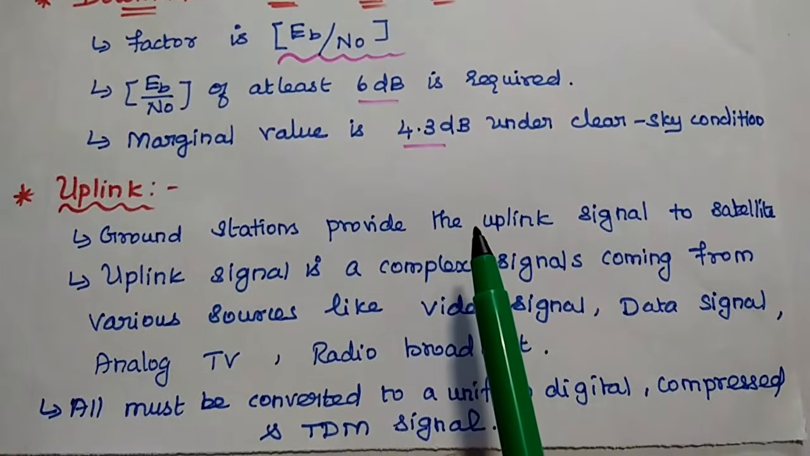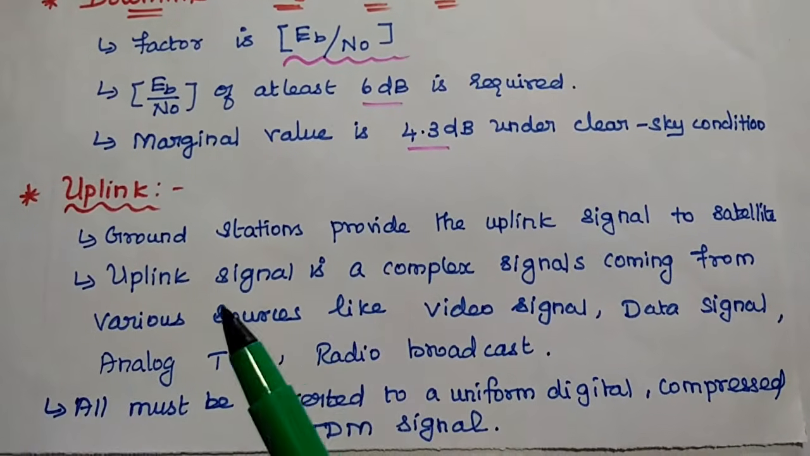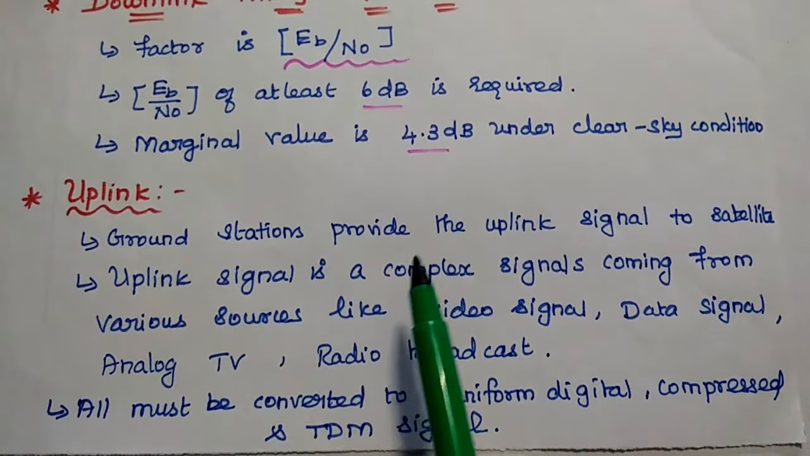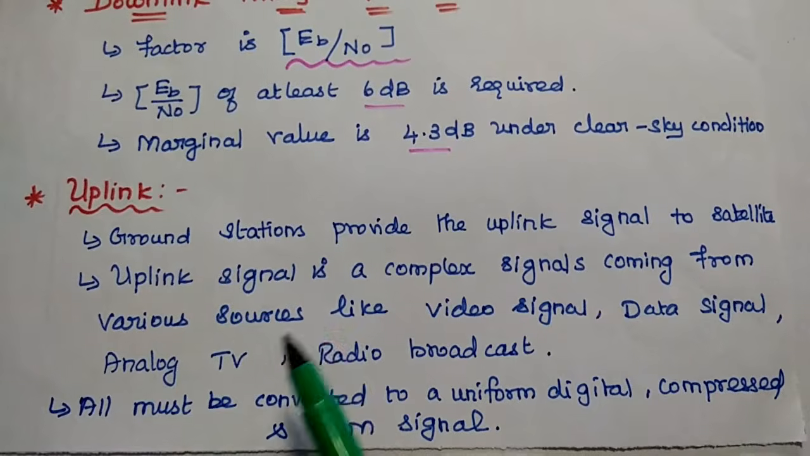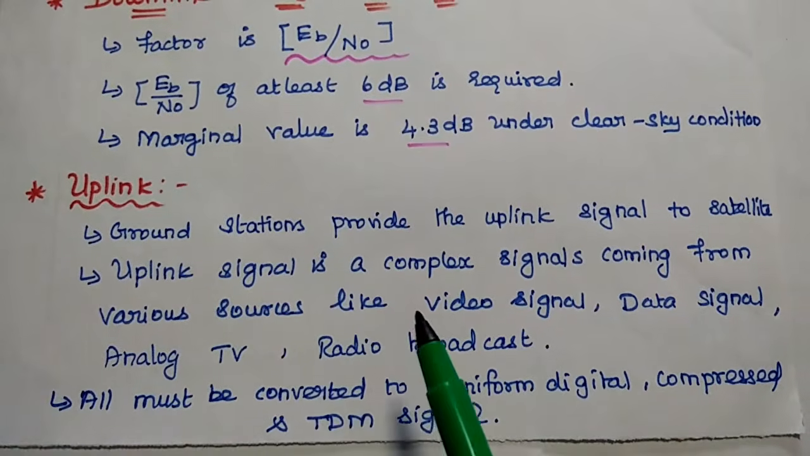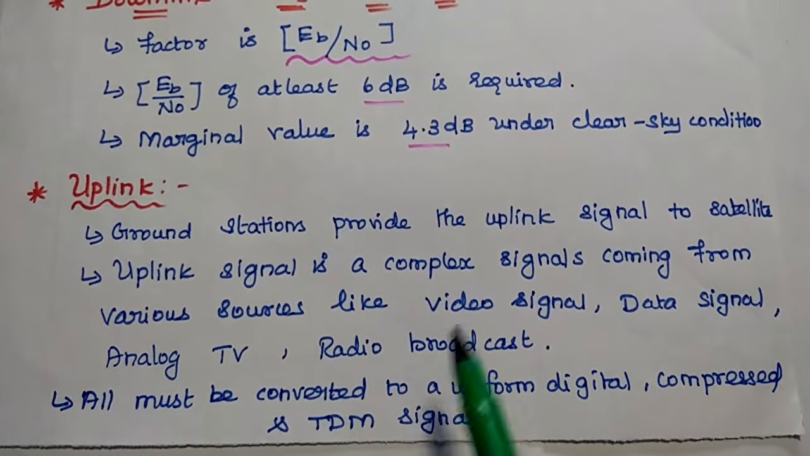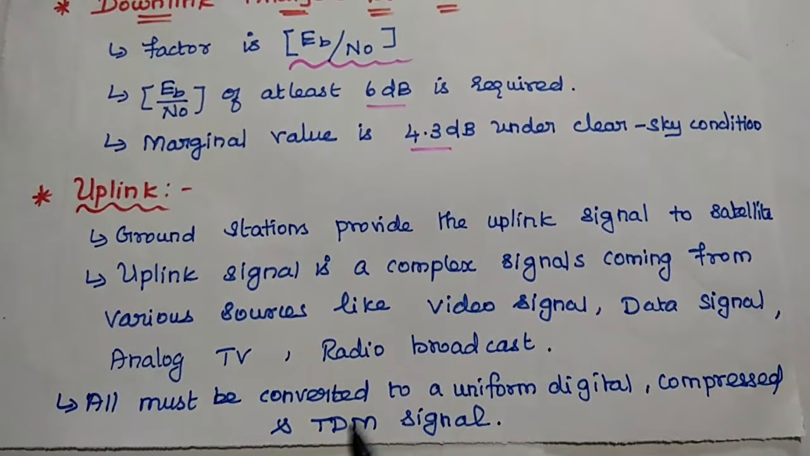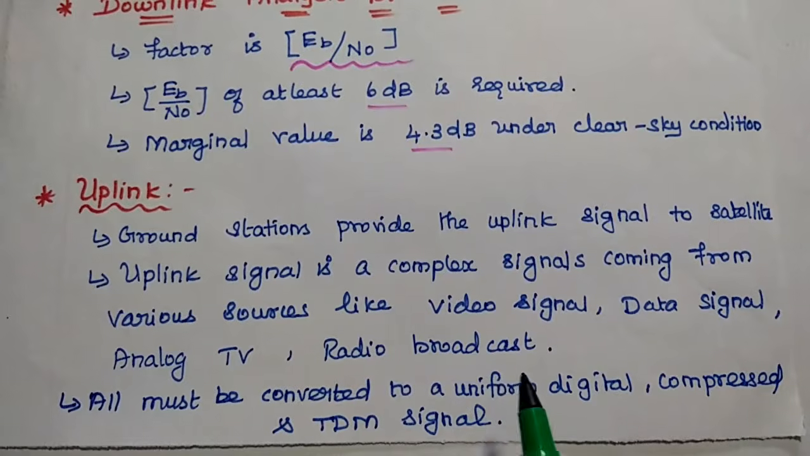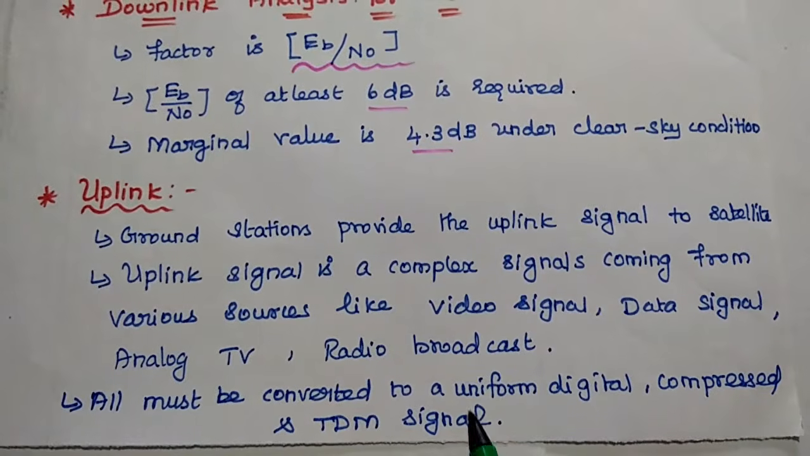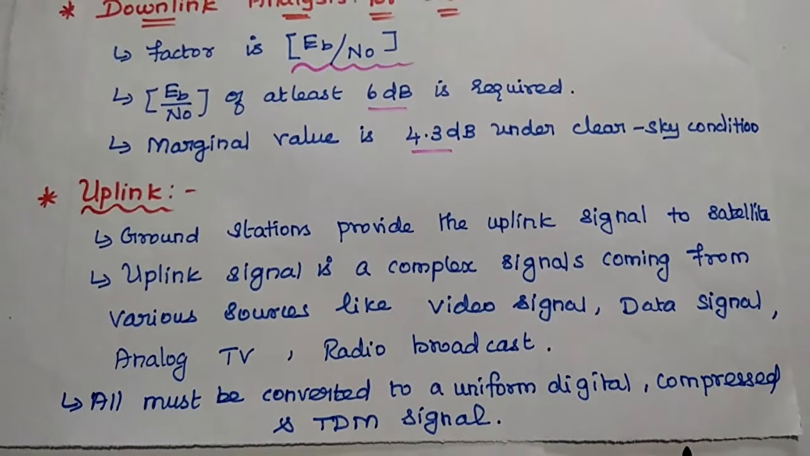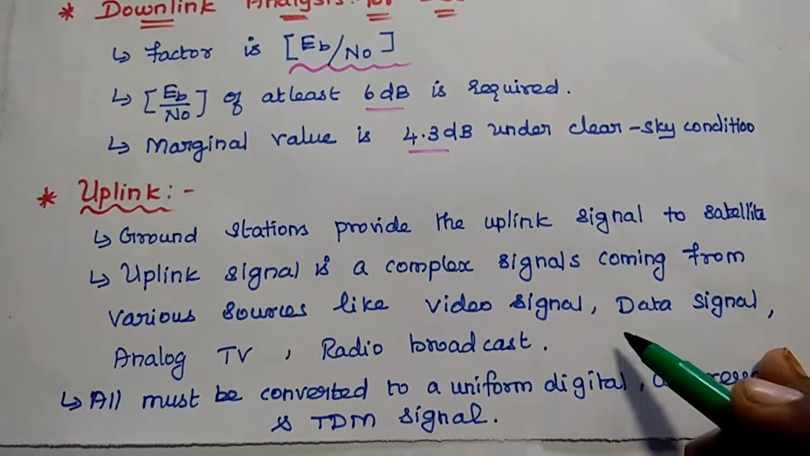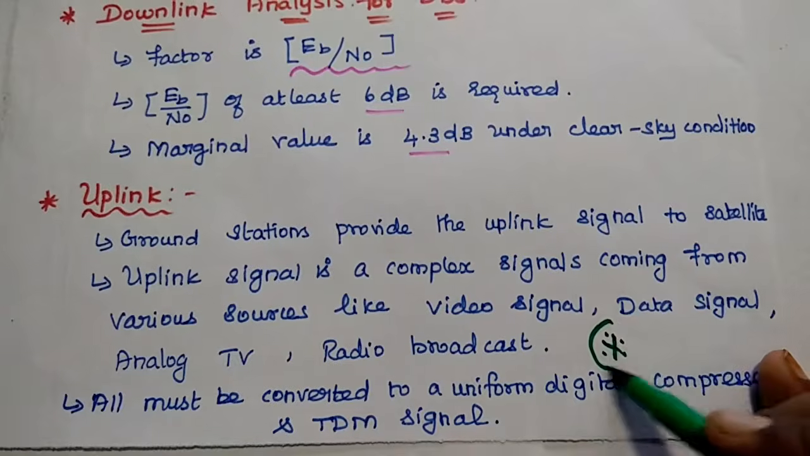Similarly, we have to concentrate on the uplink also. On the uplink side, ground stations like the teleport provide the uplink signal to the satellite. This uplink signal is a complex signal because it is a combination of various sources like video signal, data signal, analog TV, radio signal, etc. All must be converted into a uniform digital compressed TDM signal. So this uplink is a very important part.